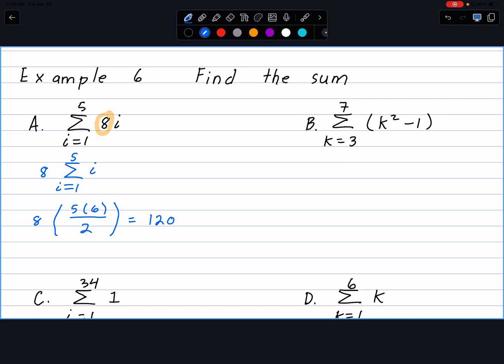So in other words, we're going to get 3 squared minus 1 plus 4 squared minus 1 plus 5 squared minus 1 plus 6 squared minus 1. And again, we're going to end when we get to that upper bound, so 7 squared minus 1. Then we'd figure out what that value is.